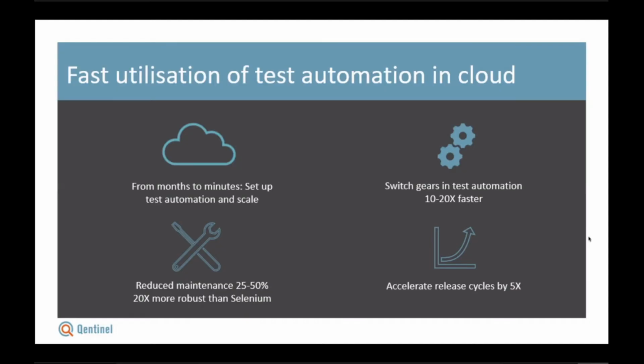And what kind of results we got from there was that the fast test automation helped them really speed up the test and release time from 2 minutes. So really easy to scale up and switch into. They got the release cycle improved by over 5 times. Some of the test automation cases are 10 to 20 times faster. And reduced maintenance is over 25 to 50%, so they are able to reduce their expenses in maintenance and testing. And that's 20 times more robust than Selenium, which they replaced in there.